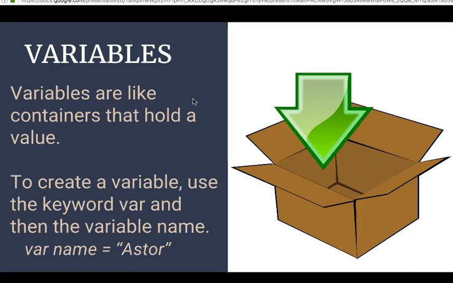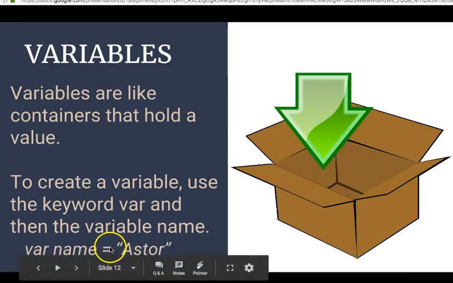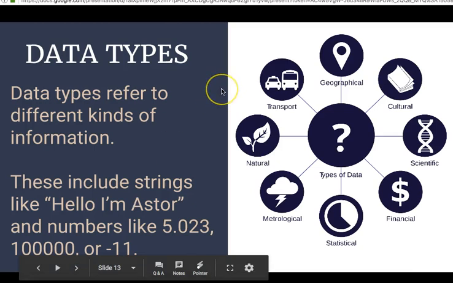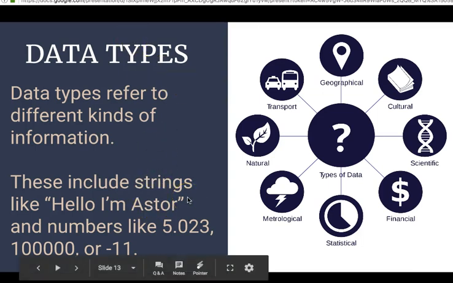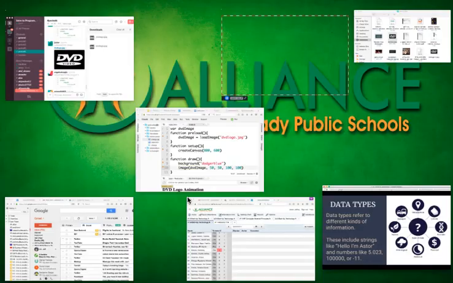We give it a name, which is like its label for the container, but whatever goes inside there, we set using the equal sign. We also have these new things, which you're just seeing for the first time, data types. We have two different kinds of data types, numbers and what's known as a string. And a string is just a series of characters.